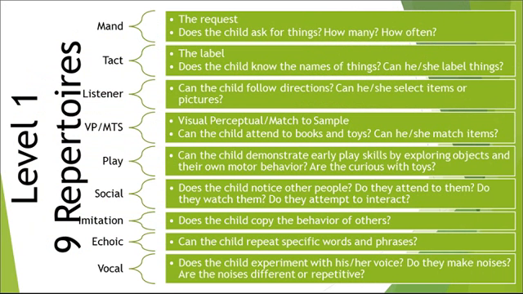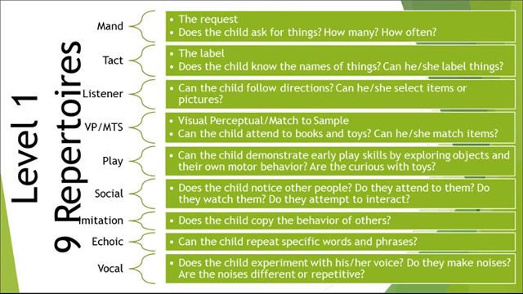The first is demand, so that's just your request. Does the child ask for things? How many things do they ask for? How often do they ask for them? The second repertoire is the tact. So the label, does the child know the names of things? Can he or she label things?